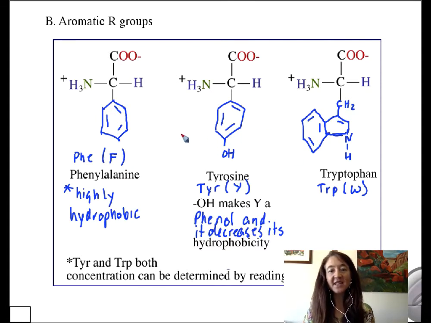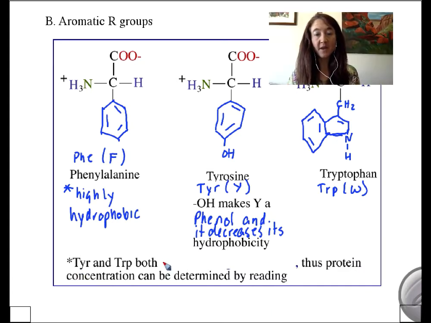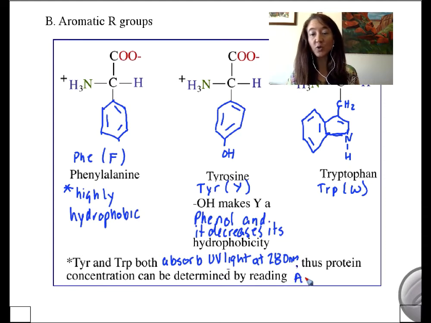And we recognize that this high pi electron structure, the high delocalization, causes these amino acids to absorb light at wavelengths within the UV. So both tyrosine and tryptophan absorb UV light at 280 nanometers. Thus, protein concentration can be determined by reading what we call A280s. Now, this is super applied.